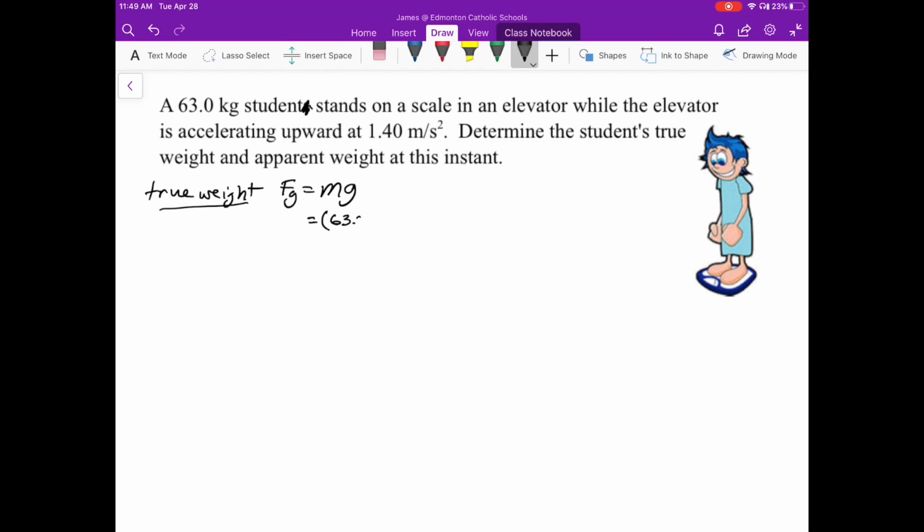So 63.0 kilograms times 9.81 newtons per kilogram. And the student's true weight will be 618.03 newtons. I'm going to round it off to 618 newtons. So there's your true weight.